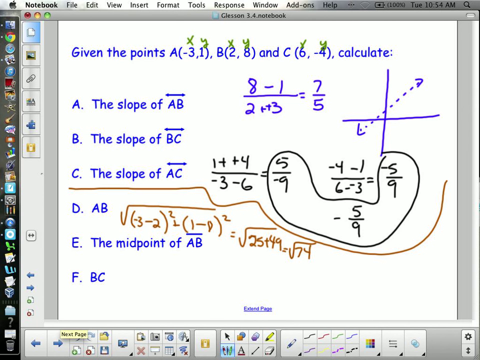All right. How about the midpoint of AB? I want you to do E and F on your own for a second. Find the midpoint of AB and the length of BC. I know you're saying, why are you messing with me? I just got slope and now you want me to go back and do these other formulas? Yeah, really. That's what I want. I want you to be able to use all three. Okay?